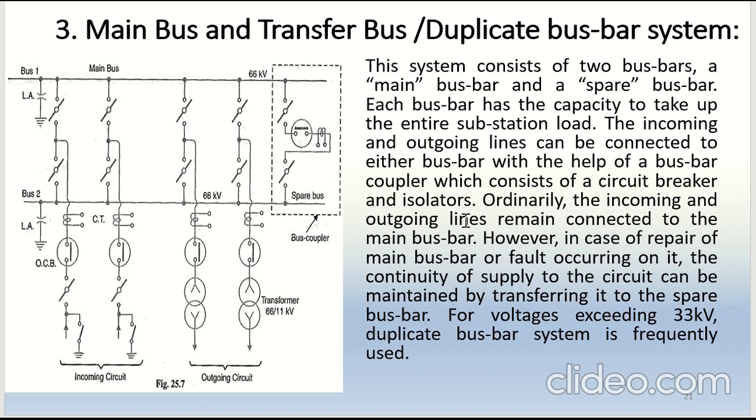The incoming and outgoing lines remain connected to the main bus bar. However, in case of repair of the main bus bar or a fault occurring on it, the continuity of the supply to the circuit can be maintained by transferring it to the spare bus bar. For voltages exceeding 33 kV, the duplicate bus bar system is mostly used.